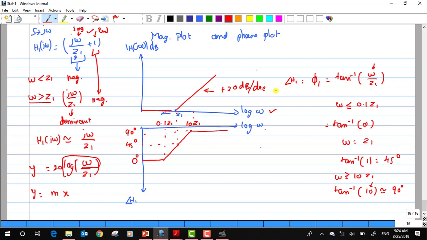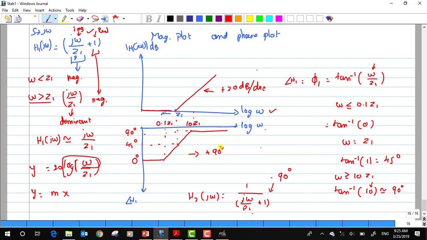And what about the pole? Say for example I have this H2 of j omega, where I have 1 upon j omega by p1 plus 1. Now what changes do I need to make across the magnitude and the phase plot? What happens the moment I reach, say for example, in the place of z1 I have this p1? Okay. So what happens after then? It would decay at a rate of minus 20 dB per decade, and the whole of this line that I have drawn will go into the negative axis. Okay. So when I have a pole, this will induce a maximum of minus 90 degree phase shift. Okay. When I have a zero, this will induce plus 90 degree phase shift.